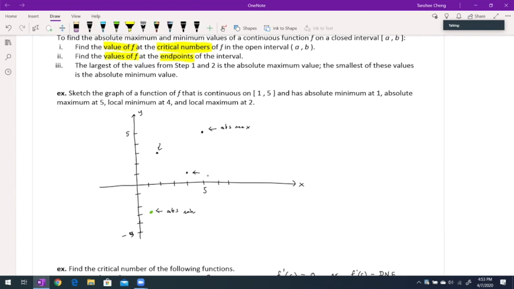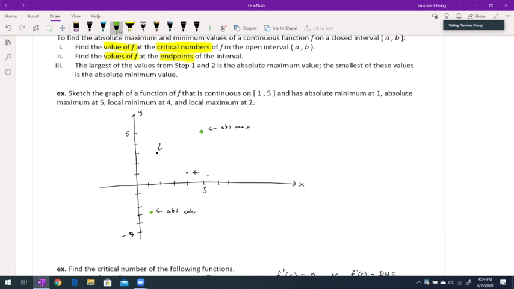And another point that I put down is the absolute maximum at 5. So I'll put it 5. Right? And once again, that's just putting it in there. It never gives you exactly what the absolute maximum value is.